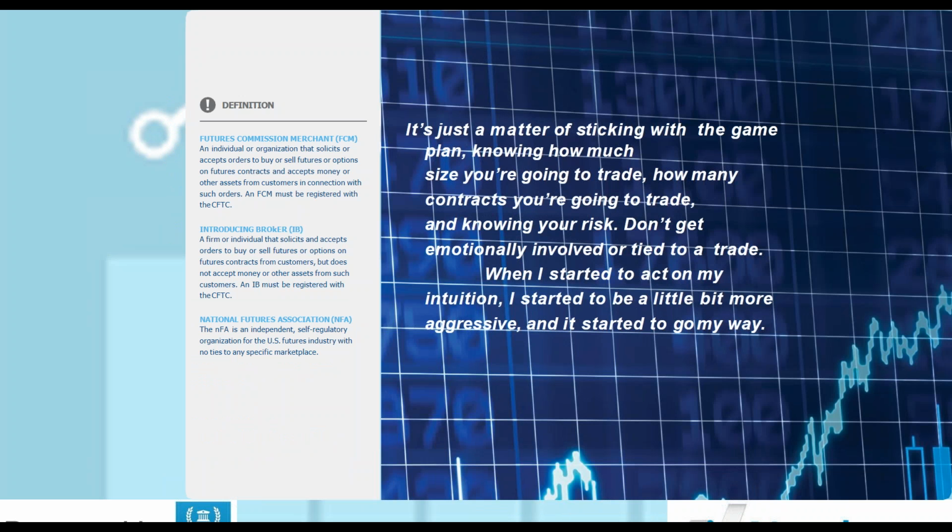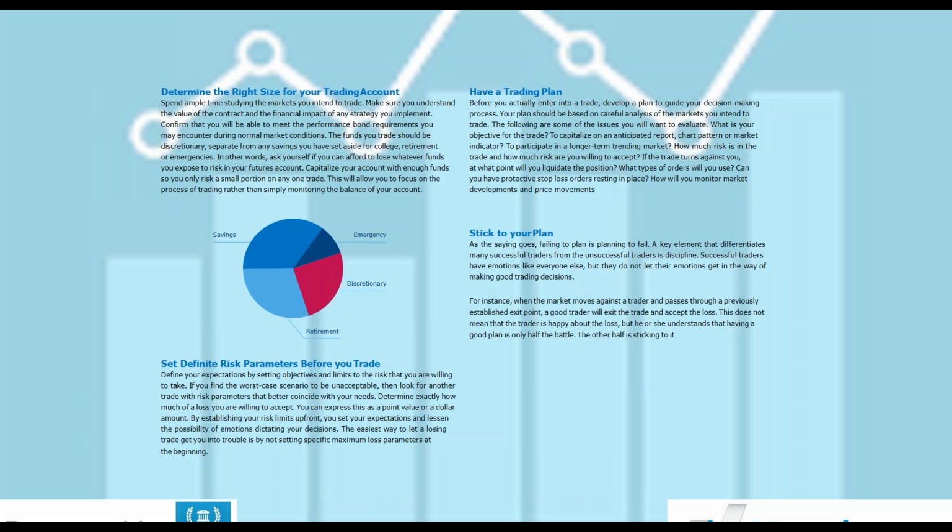And with futures trading, it's just a matter of sticking with a game plan, knowing how much size you're going to trade, how many contracts you're going to trade, and knowing your risk. Don't get emotionally involved or tied to a trade. When I started to act on my intuition, I started to be a little bit more aggressive, and things started to go my way.